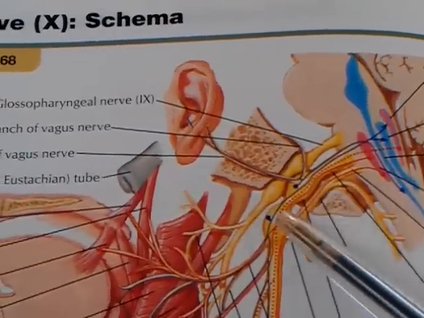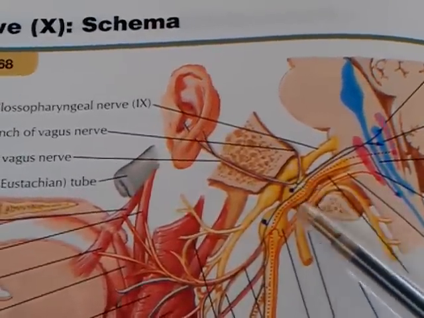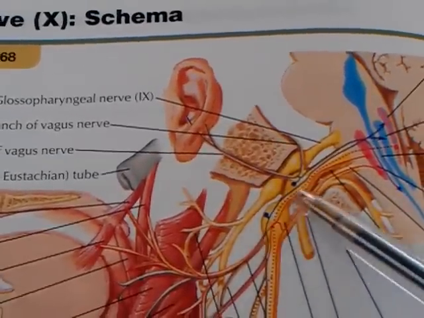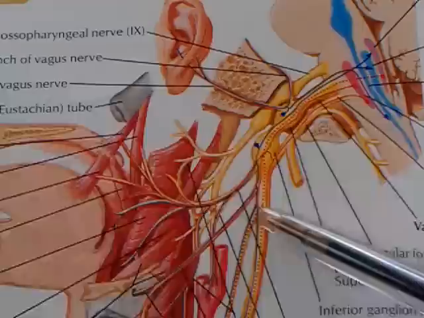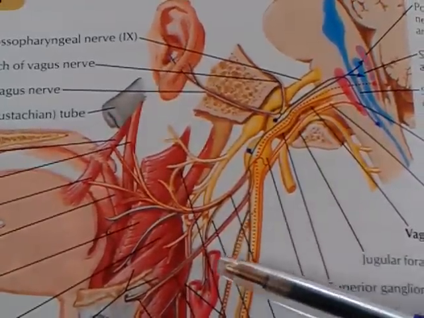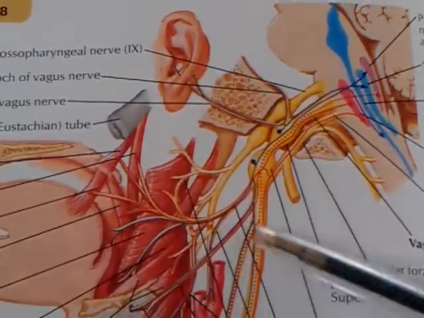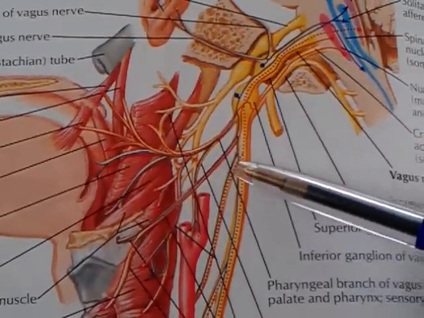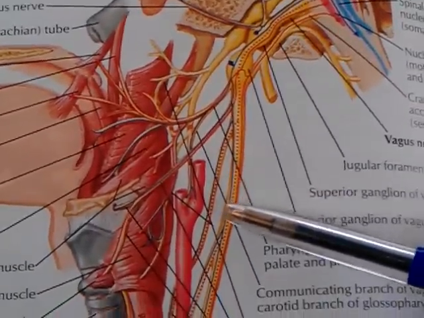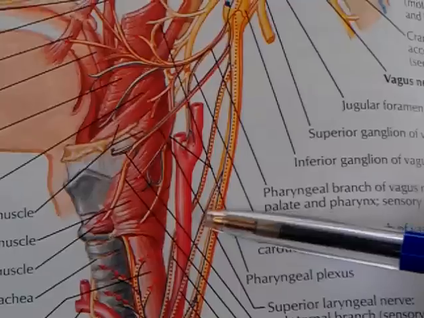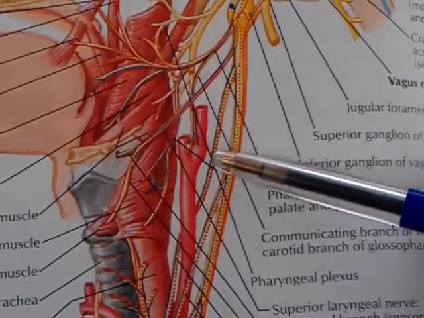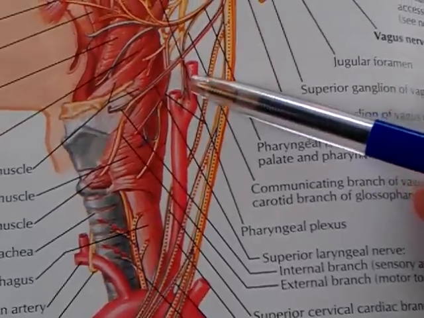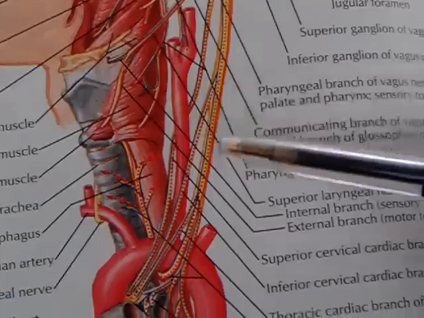Here it has superior and inferior sensory ganglia, and it continues down between the internal carotid artery and internal jugular vein, and continues down following the internal jugular vein and internal carotid and then common carotid artery.